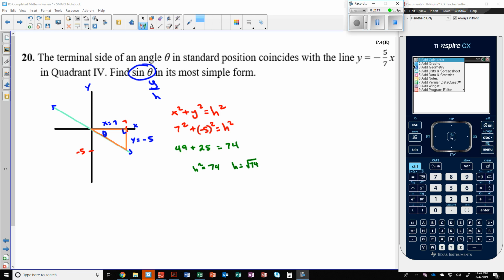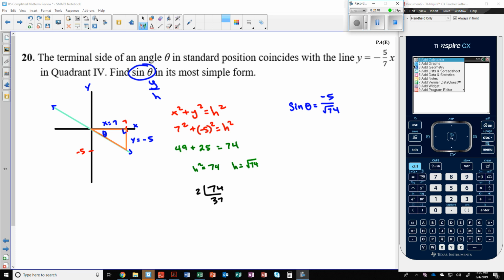And so I'm going to do upside down division to reduce that. 2 can go into 74 37 times, and nothing goes into 37. So since I cannot reduce it, I'm just going to leave h as square root of 74. So that means sine of theta would equal negative 5 over square root 74.